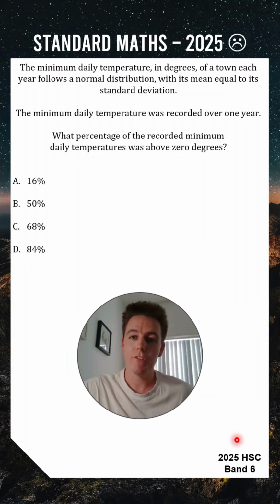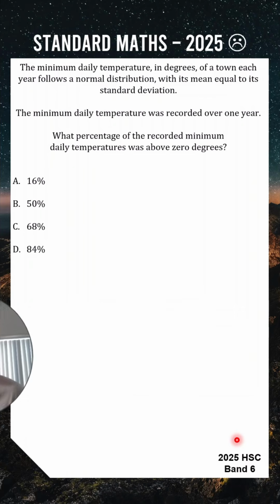The minimum daily temperature in degrees of a town each year follows a normal distribution, bell curve. The mean and standard deviation are equal, and they don't tell you what it is. Over a year, what percentage of the recorded minimum daily temperatures were above 0 degrees? So I first read this and I was like, what's going on? They haven't given me any numbers here. All they've told me is that the mean and standard deviation are the same thing. So I'm like, all right, let's just dive in and see what happens.